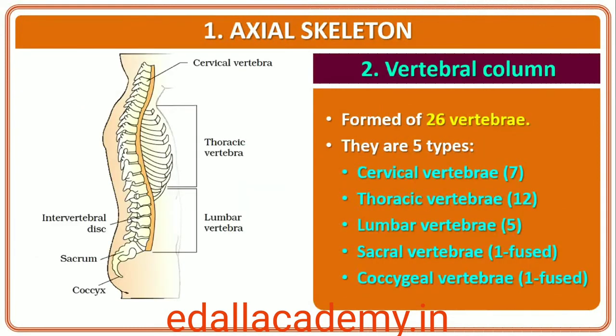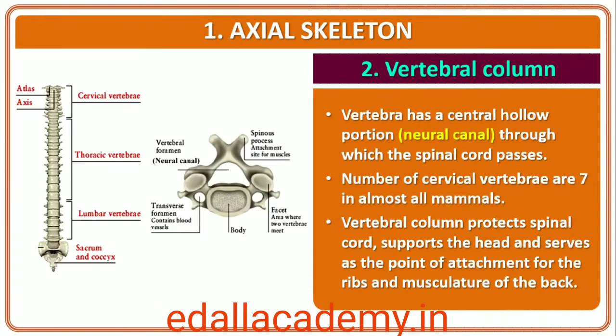The vertebral column is differentiated into cervical (7), thoracic (12), lumbar (5), sacral (1, fused), and coccygeal (1, fused) regions starting from the skull. The number of cervical vertebrae are 7 in almost all mammals including human beings. The vertebral column protects the spinal cord, supports the head and serves as the point of attachment for the ribs and musculature of the back.